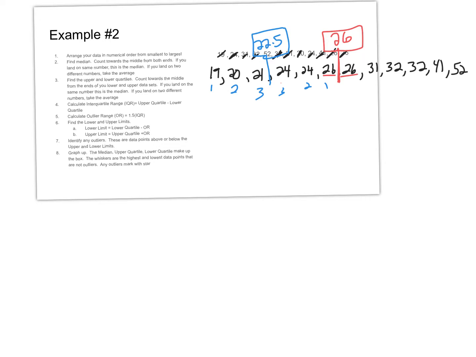So there's my lower quartile. All right, now for the upper quartile. 1, 1, 2, 2, 3, 3. So again, I didn't land on the same number, so we have to split it a little bit here. But again, 32 and 32, the average is going to be 32. All right, so there's my upper quartile.